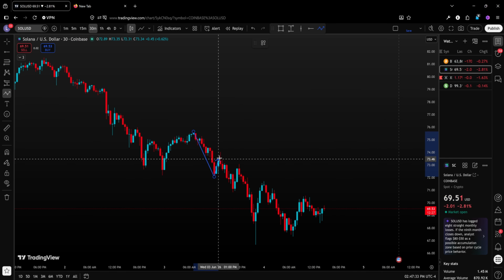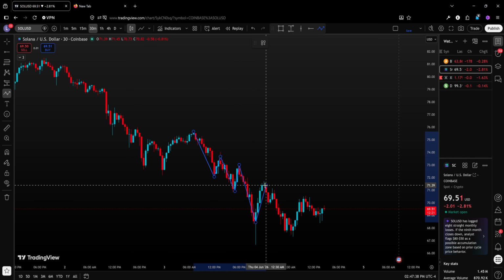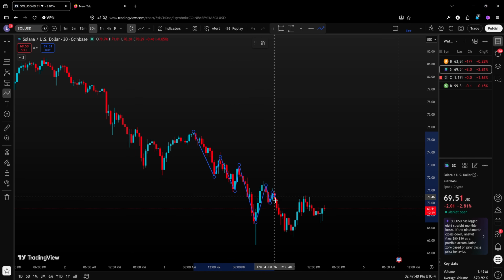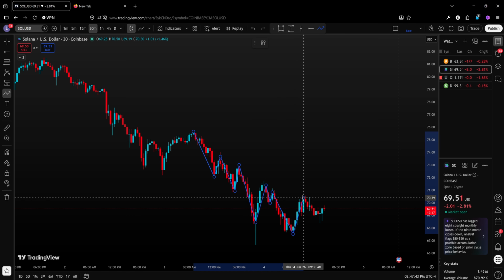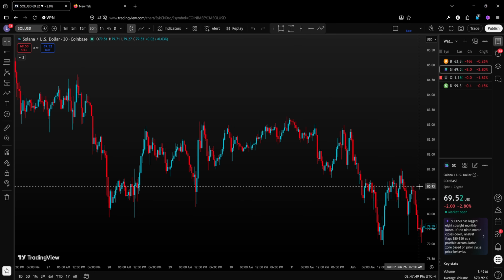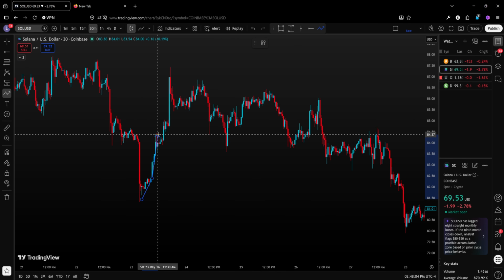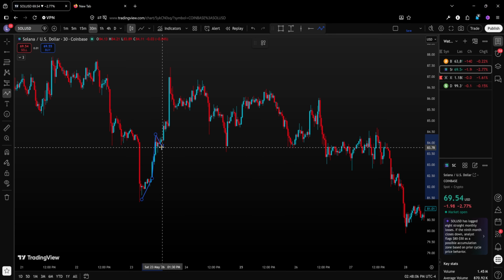So boom, down, pullback, down, pullback, down, pullback, down, pullback. Most likely gonna go lower. This example. Let's go to the bullish example. Actually, it just keeps on going up for this little pullback right here.